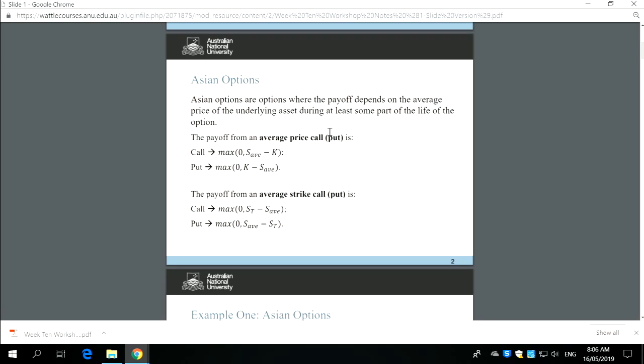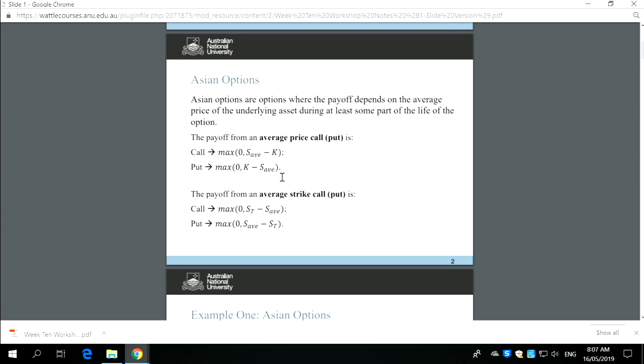For example, the way the average price option works is that instead of having the final spot price subtract the strike price to work out the payoff on the call option, we're having an average of the spot price acting as the final spot price. Then the average price minus the strike price gives us the payoff on the Asian price call option, right? And the same thing goes for the put option. So instead of having the strike price minus the final spot price, we're having the strike price minus the average spot price. So that gives us the payoff on the put option, right?